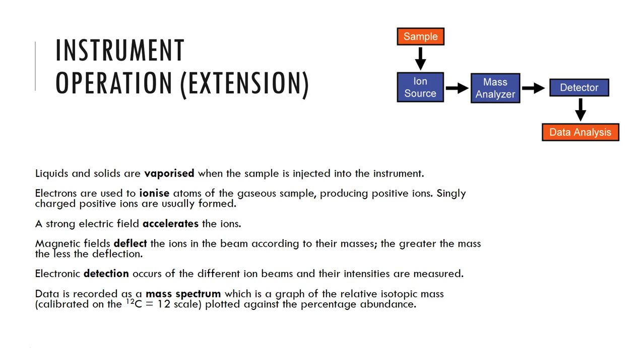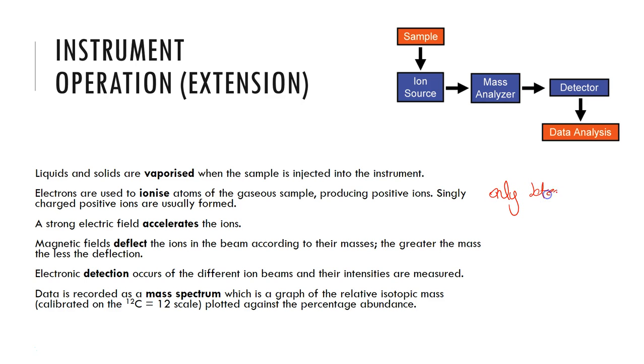So, as I said, you don't need to know the details of the machine. It is good to have a bit of an overview of what happens, in that our sample is turned into a gaseous state, so it's vaporized. Then it's ionized, so the electrons are shot at it in order to form an ion, because the machine only detects positive ions.